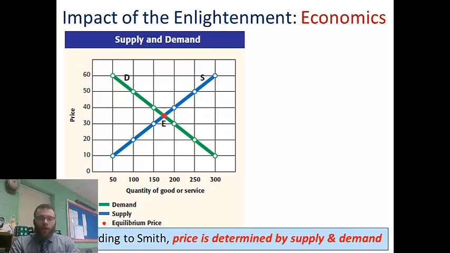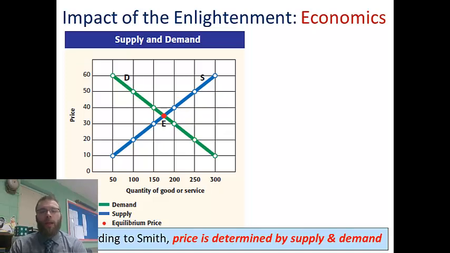According to Adam Smith, price is always determined by supply and demand. I'm not going to go into too much detail about these individual charts. Hopefully you have these skills already and you know these from Mr. Reynolds' class or from whatever integrated social studies class that you had. But basically, if the demand for a product goes up, then the price can go up. If the supply of a product goes up, then the price can also go up.